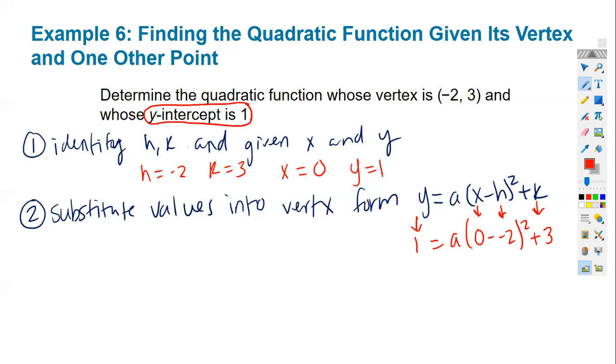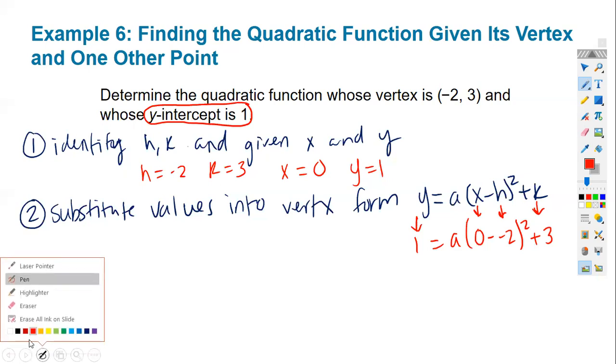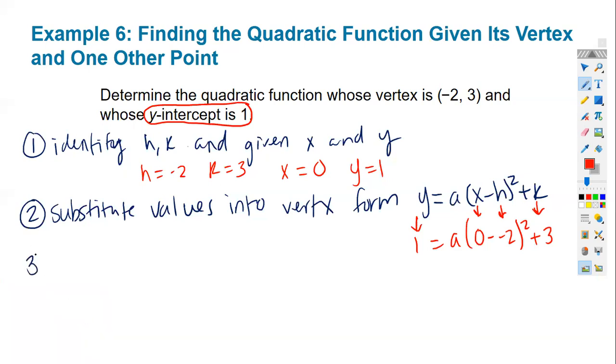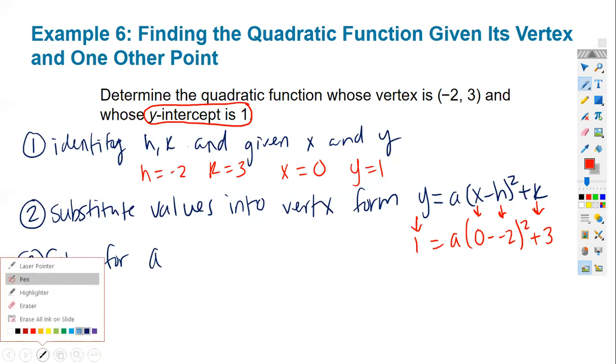No? Okay. Step 3 is to solve for a. So step 3, you're going to solve for a. So what do I need to do to solve for a?